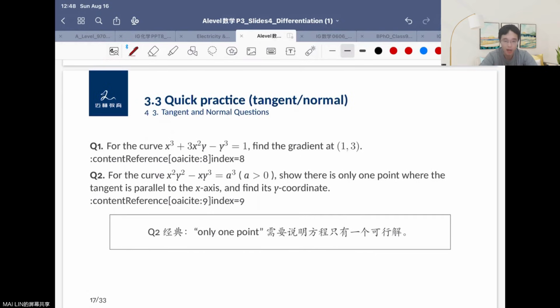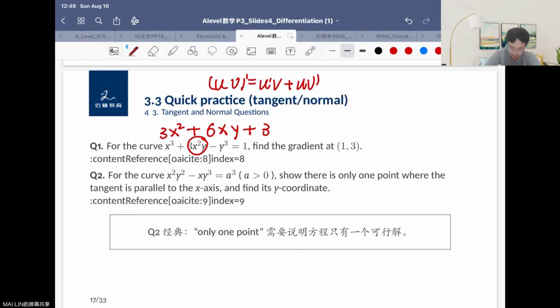For the first problem, we differentiate both sides. The differentiation of x cubed is 3x squared, right? And y is also a function here, so for the product term we get 6xy plus 3x squared times dy over dx, using the product rule: u'v plus uv'. Then minus 3y squared times dy over dx, because it's a composite function: y is a function of x, so when you differentiate y you also have to multiply by dy over dx.